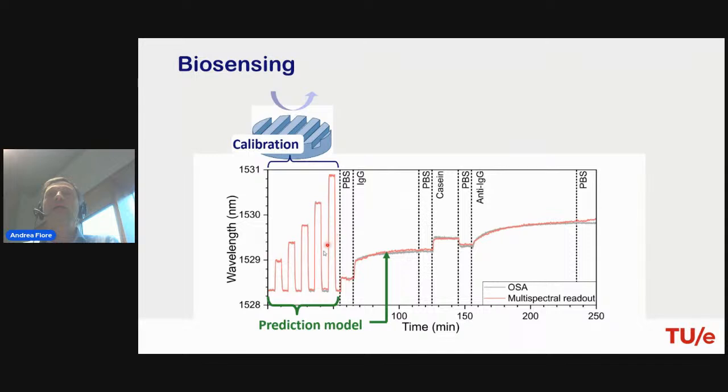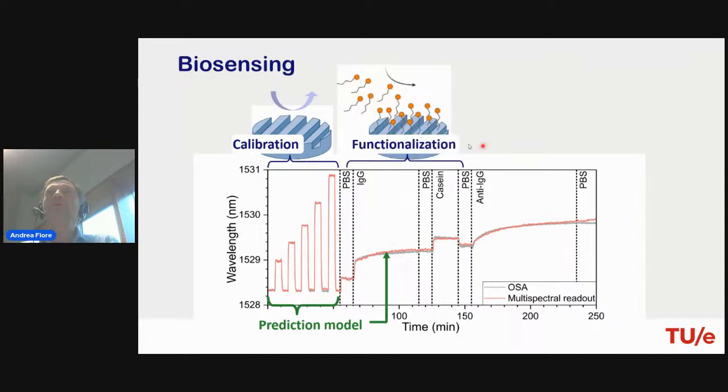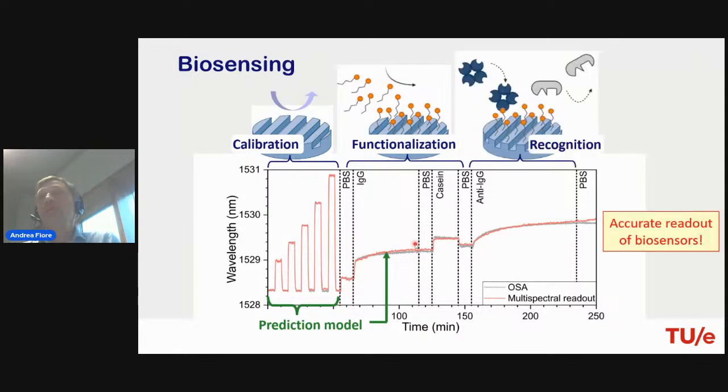Then in the rest of the experiment, we first flow the functionalization layer so that we bind these capture molecules on the surface, and we see that this produces a change. And then after this, we have the real bioassay, so we flow, in this case, the anti-IgG, and we see that this binds on the surface and produces a shift, which is of course a fraction of a nanometer in this case.